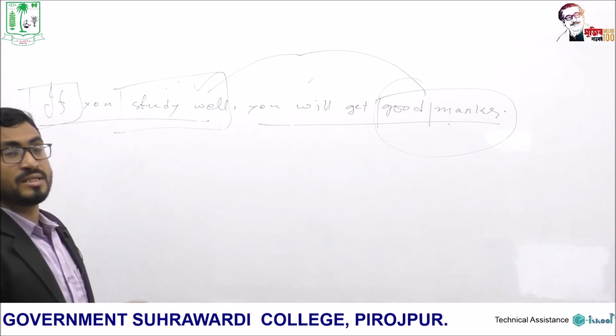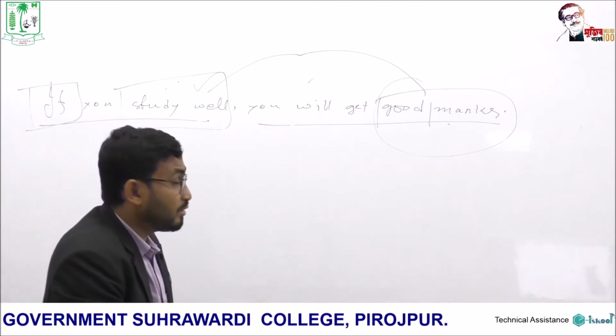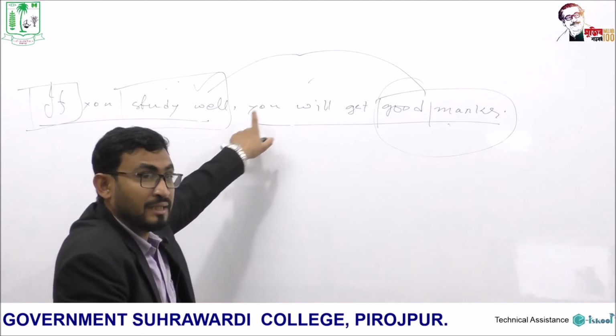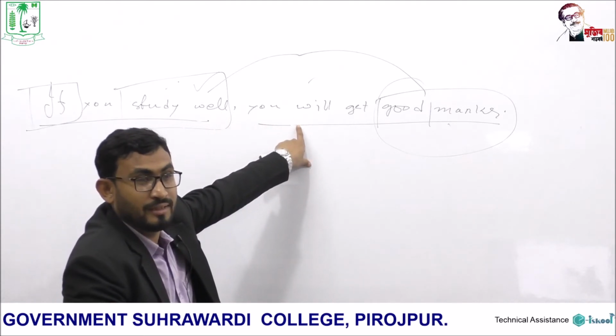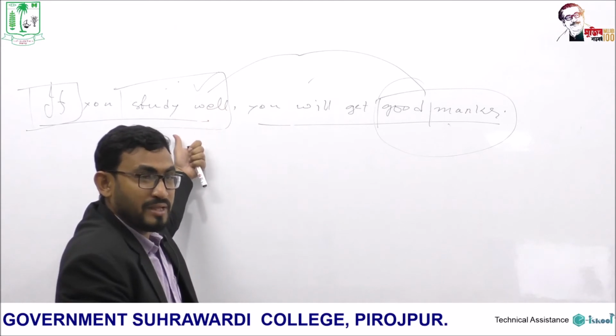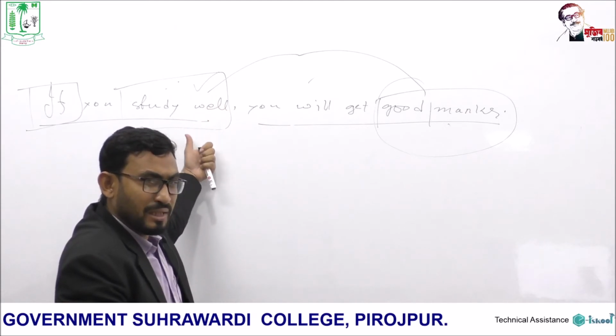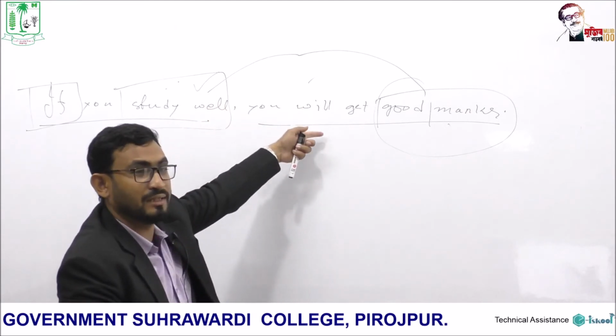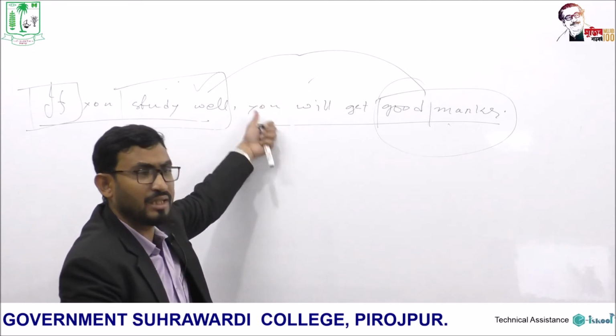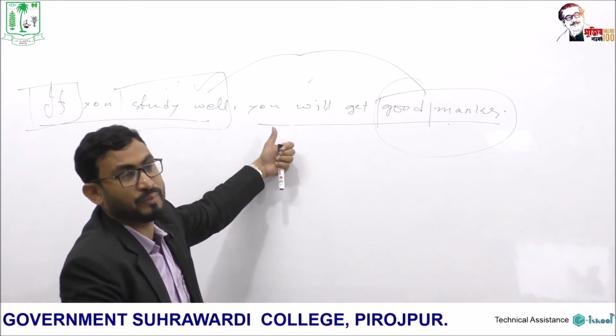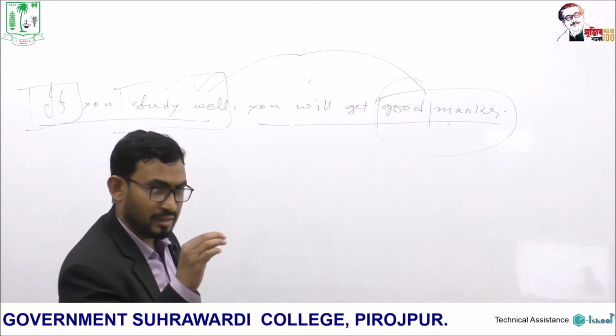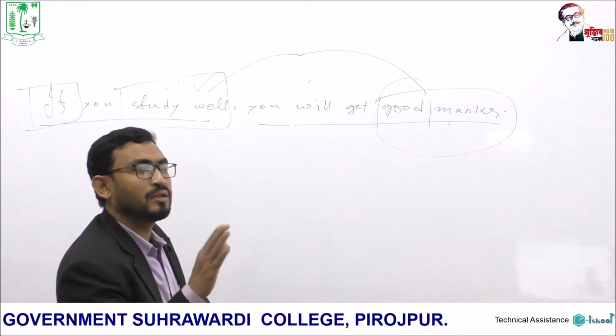What happens in your examination is that one clause will be given, and the other clause should be written. If the principal clause is given, you have to write the subordinate clause. If the subordinate clause is given, you have to write the principal clause. That is the normal question pattern.